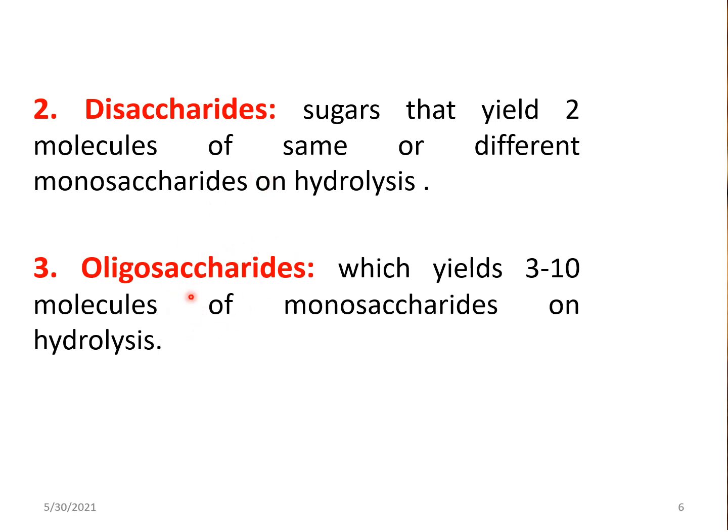Thirdly, the oligosaccharides. Oligosaccharides are carbohydrates containing 3 to 10 molecules of monosaccharides, or can also be defined as carbohydrates that yield 3 to 10 molecules of monosaccharides on hydrolysis. An example of oligosaccharides is maltotriose, which contains 3 glucose molecules.